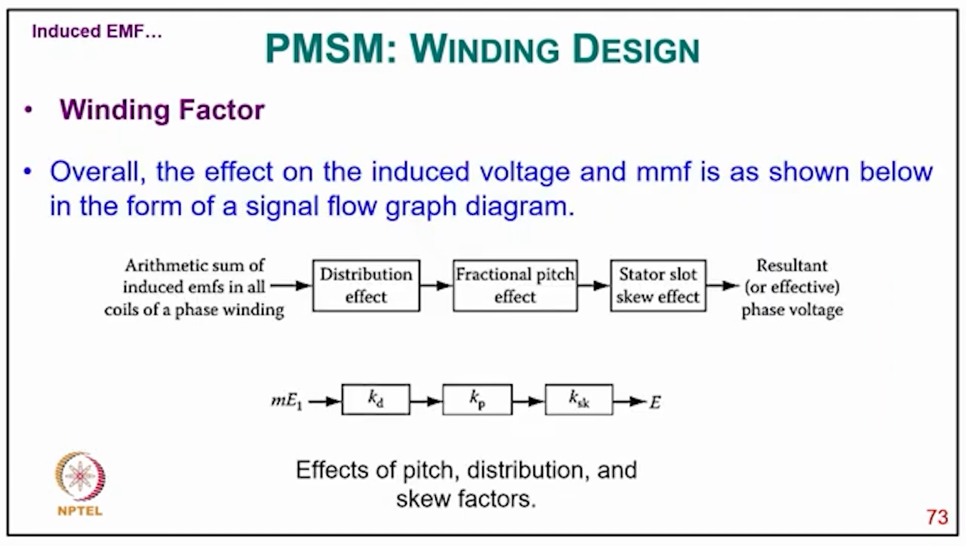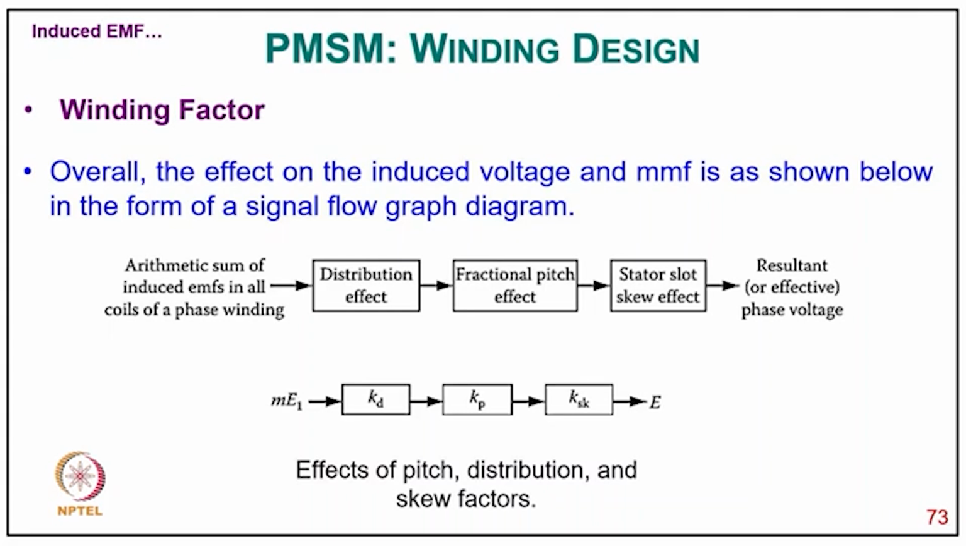Now coming to the winding factor. Overall, the effect on the induced EMF is shown here in the form of a signal flow diagram. We start with the arithmetic sum of the induced EMF in all the coils of the phase winding, then the distribution effect, then the fractional pitch effect and the stator slot pitch effect, and the resultant effective phase shift comes. So initially we have the algebraic sum, then the distribution factor reduces it, then the pitch factor also reduces it, then the skew factor also reduces it, and finally you get the value E of the induced EMF across the terminal.